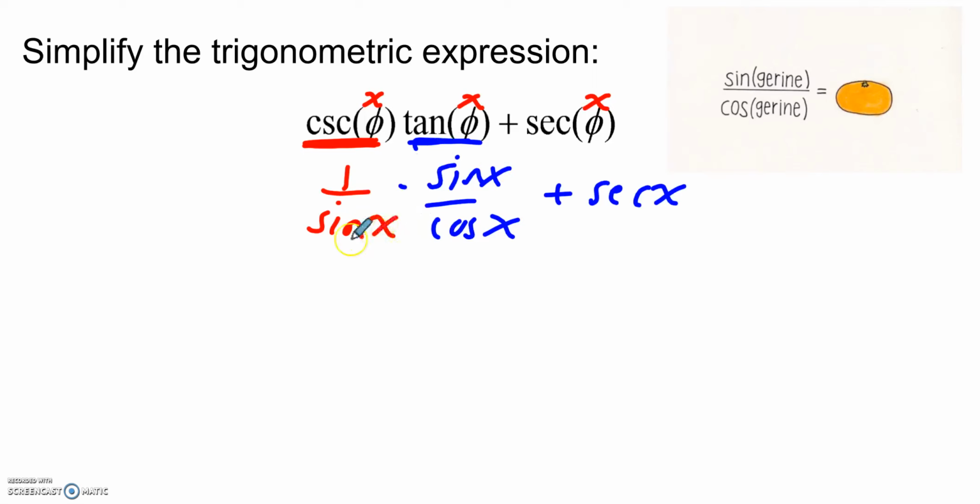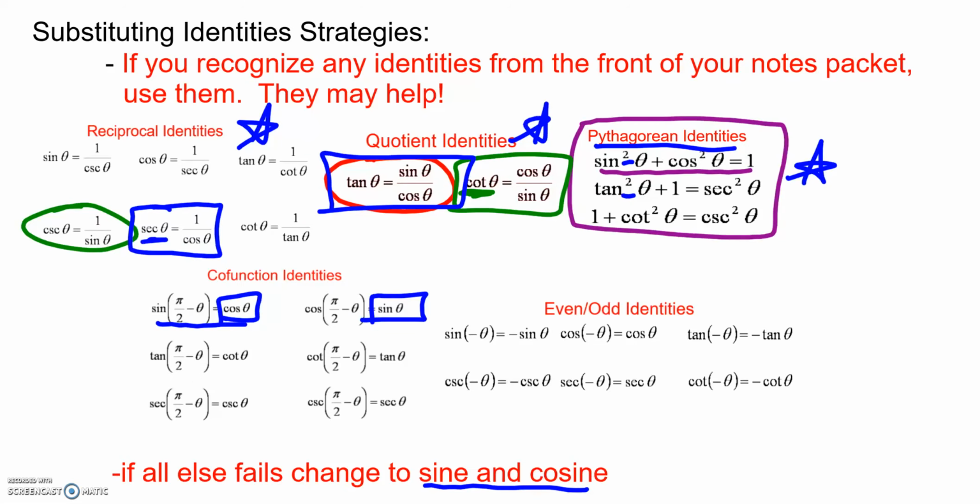So this side, I'm going to cross out the sine of x's, and I'm going to make this 1 over cosine of x plus secant of x. Now, because this has a denominator and this doesn't, we could try to get a common denominator here. However, try to focus on your identities first.